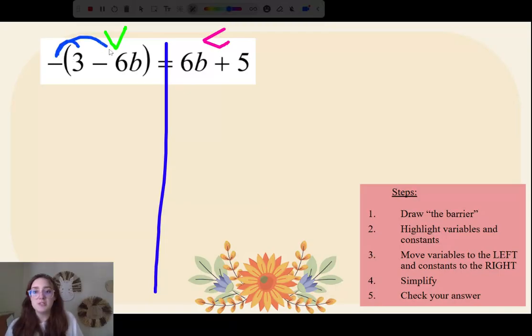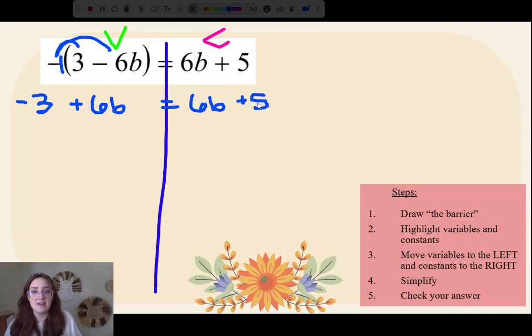All right, we distribute. What is that doing when we're distributing a -1? Distributing this negative, it's just going to change the sign of each of those terms. So we'll have -3, and then now instead of a negative, positive 6b equals 6b plus 5. All right, so we cleaned it up. It's looking a little neater, a little easier for us to manage here.